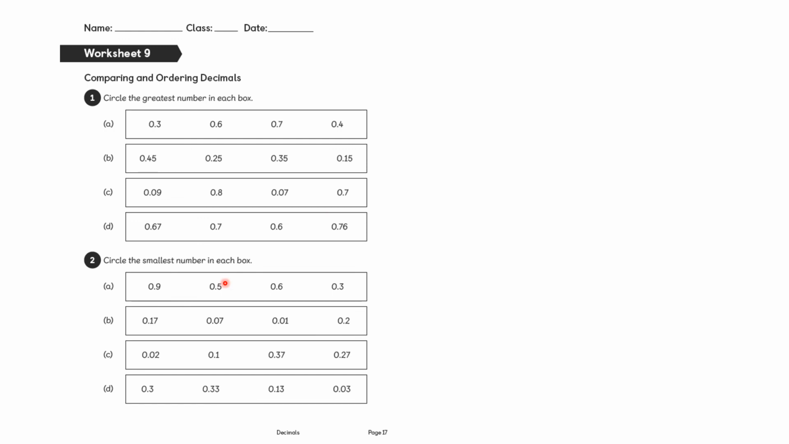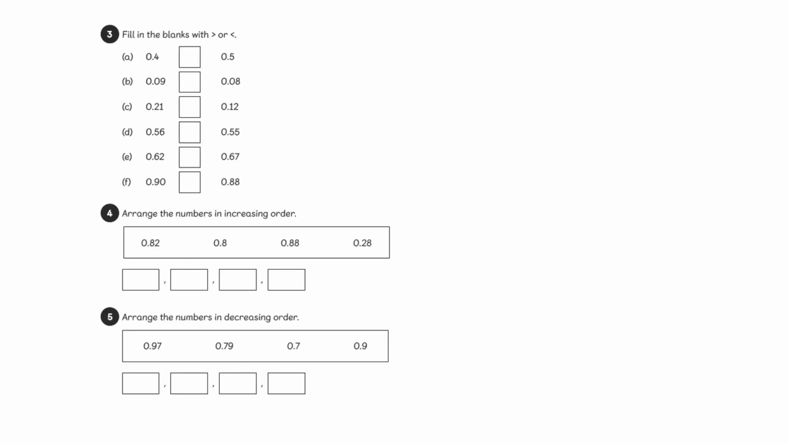With question 2, read it properly. This one's asking you for the smallest number in each box. And then here it's asking you to put in these greater than and less than signs. So remember that crocodile, the hungry crocodile eats the biggest number.